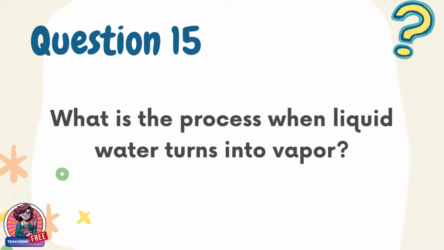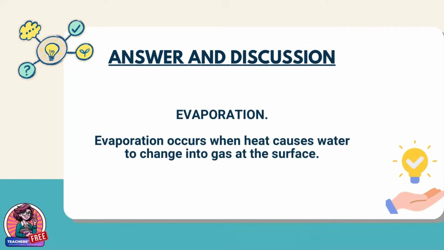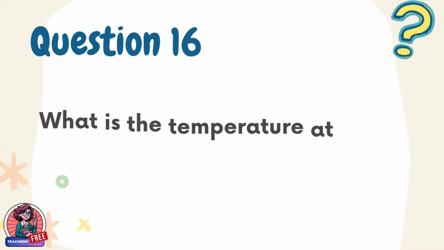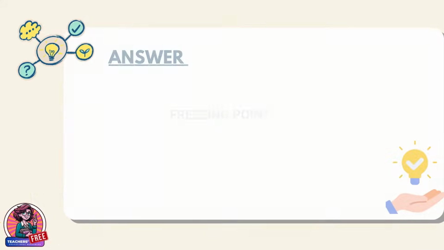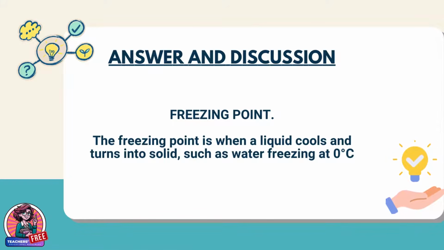Question 15. What is the process when liquid water turns into vapor? Answer: evaporation. Evaporation occurs when heat causes water to change into gas at the surface. Question 16. What is the temperature at which a liquid becomes a solid? Answer: freezing point. The freezing point is when a liquid cools and turns into solid, such as water freezing at 0 degrees Celsius.